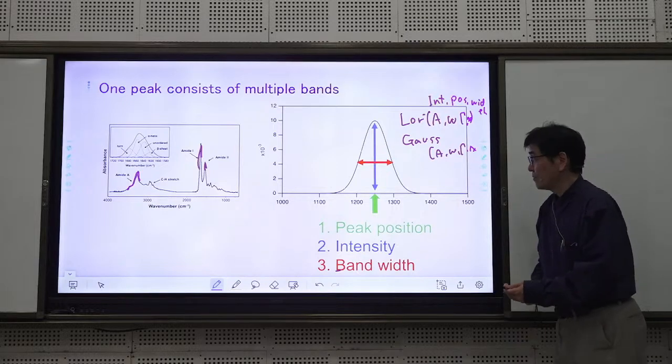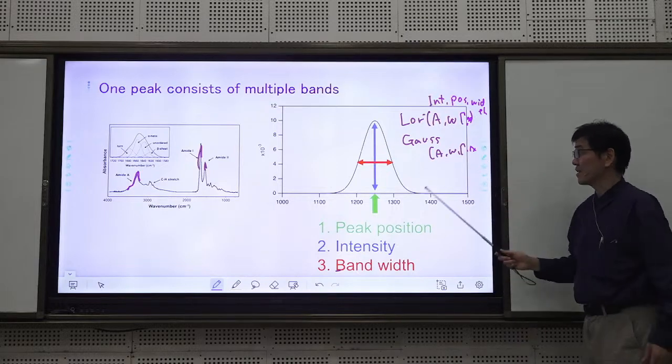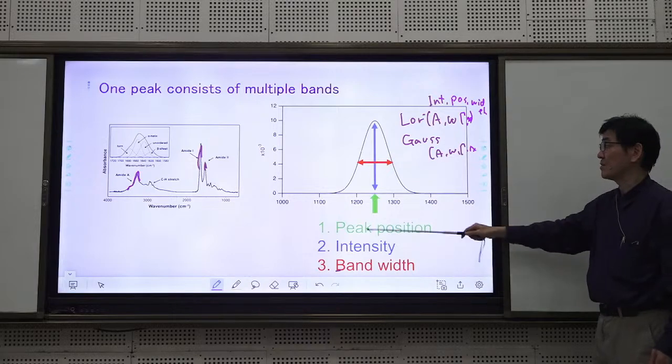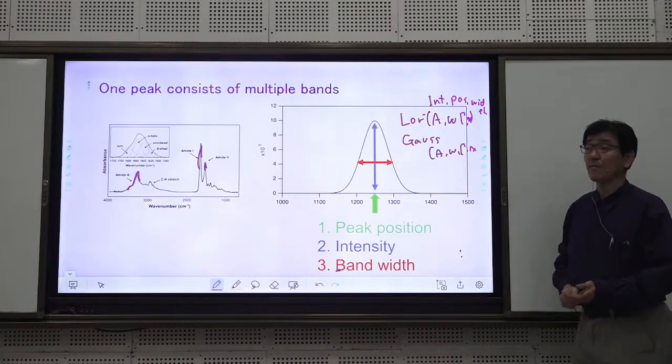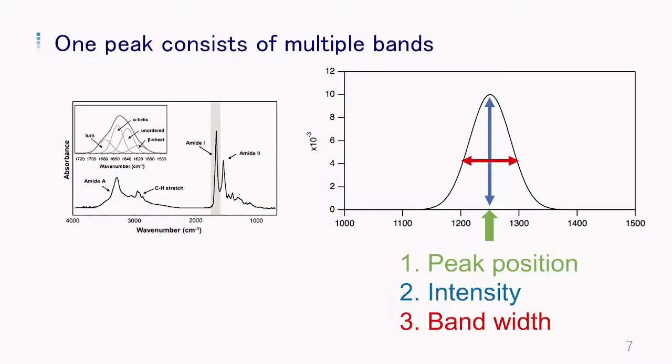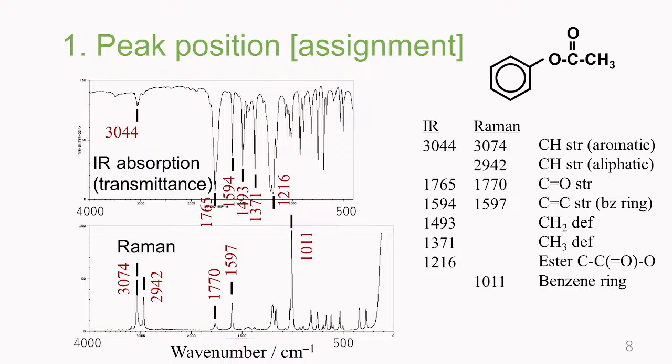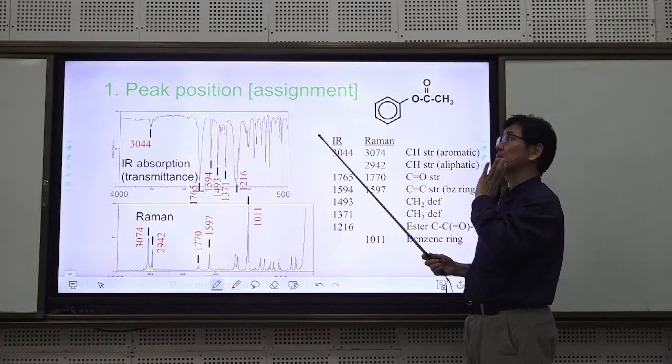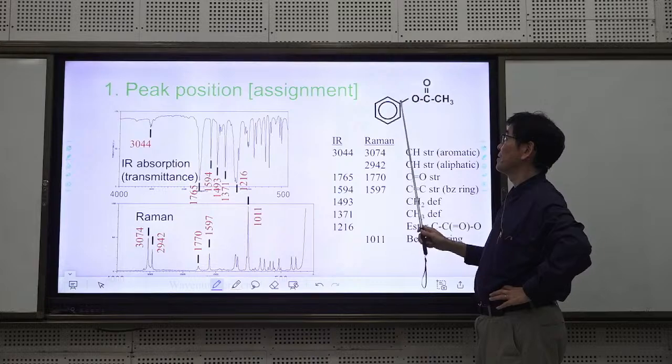So in each case, the important parameters are peak position, intensity, and bandwidth. Let's see what is the meaning of these parameters. The peak position is related to the assignment. So peak position gives us a hint to think about the origin.